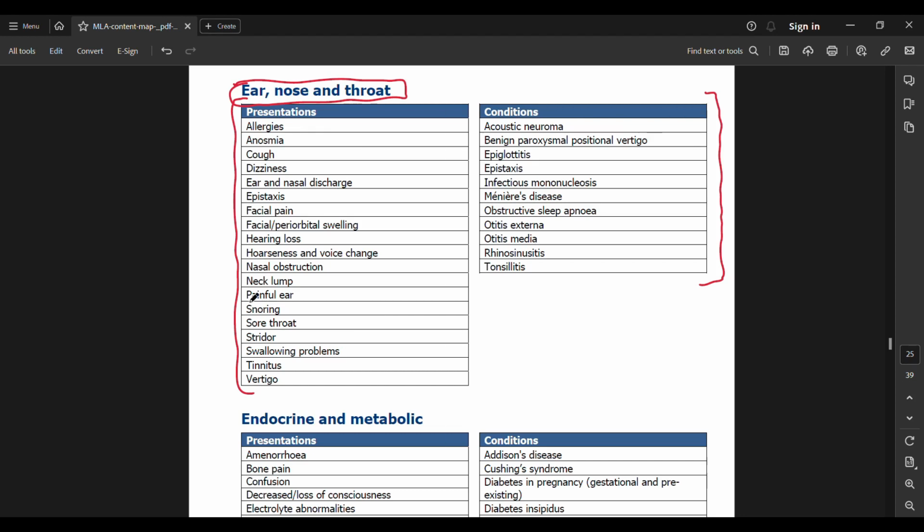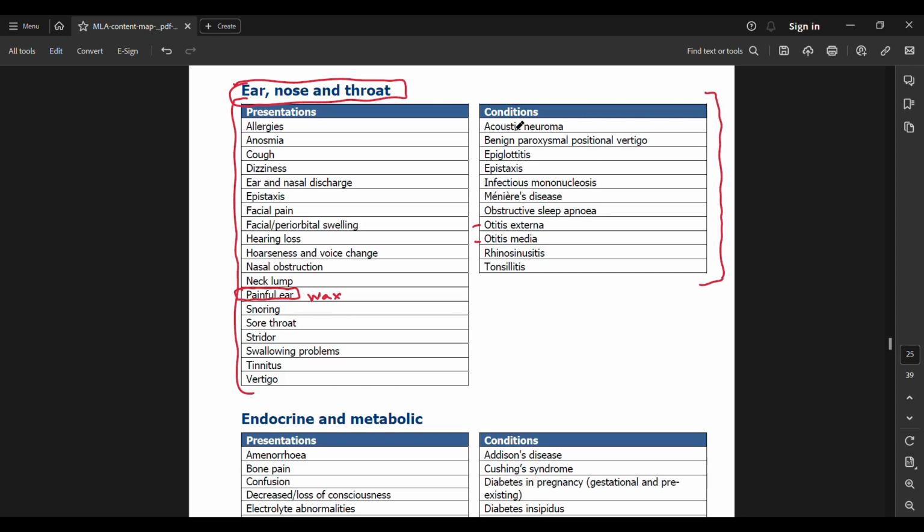So let's say you have painful ear. This could actually show up in the case of wax, right? Earwax could show up as painful ear and a bunch of other conditions, right? Here they've only written otitis externa, otitis media. You get the point. So make sure you know the DDs of painful ear, okay?